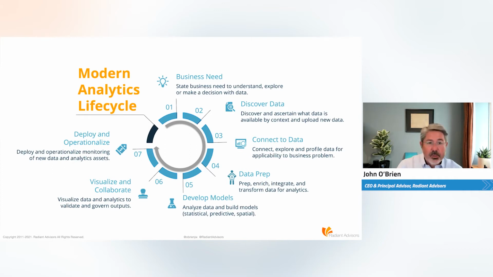I've got to discover what data do I have. I need to connect to that data, explore it. Is it valid? Is it something I can use? I want to prep, enrich that, integrate it. And a lot of these cycles are that fast, iterative. How do we do this 99 times, not once or twice, right?